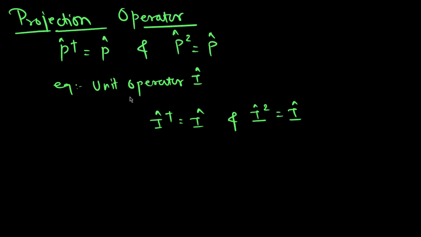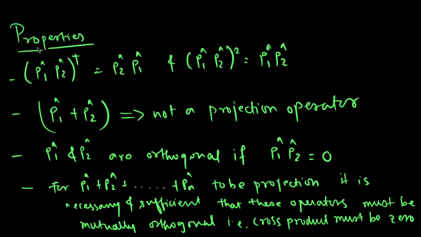Now let's see what a projector or projection operator is. If an operator is Hermitian and its square is itself, then it is called a projection operator. An example of it is the unit operator. As you can clearly see, its dagger is equal to itself and its square is also equal to itself. Let's see some properties of projection operators.